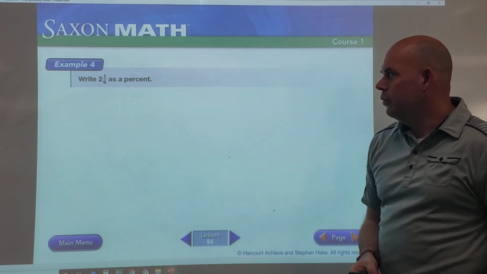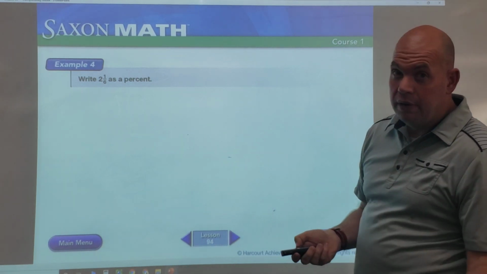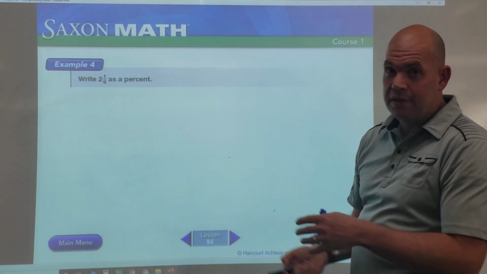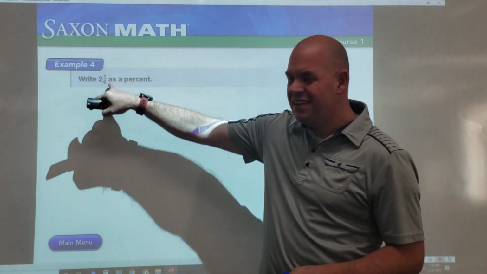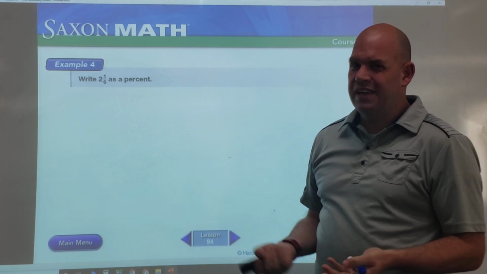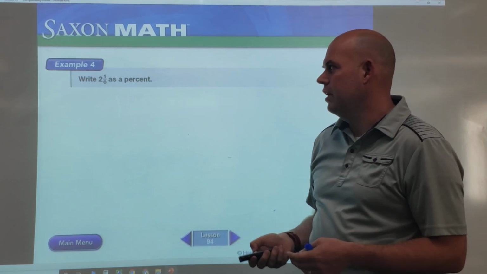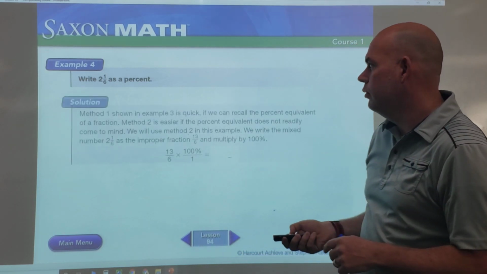All right, let's look at 2 and 1/6 as a percent. Now before, we could split it. There were the 2 methods. So we could just do the whole number and the second one. But 1/6 is one that you might not remember as easily. Like a fourth is easy to remember that it's 25%. So we probably want to use method 2 on this one.